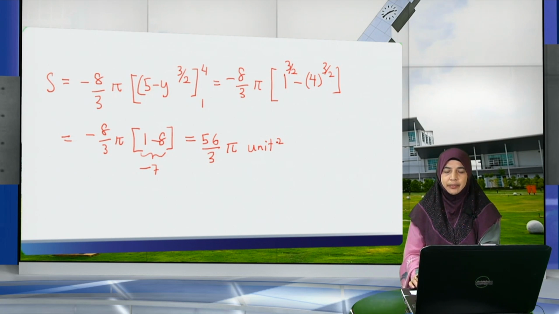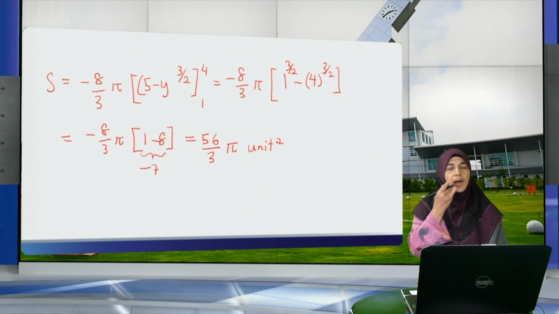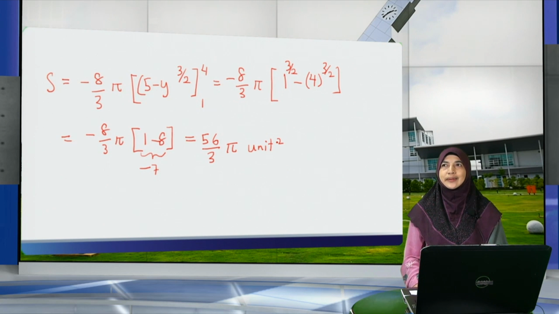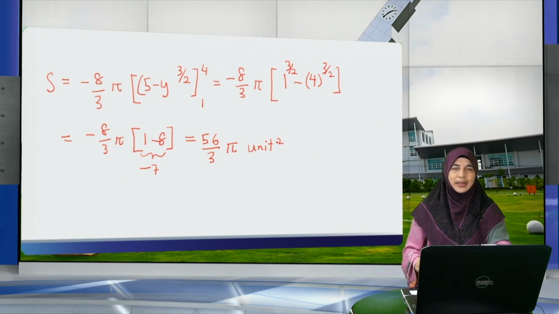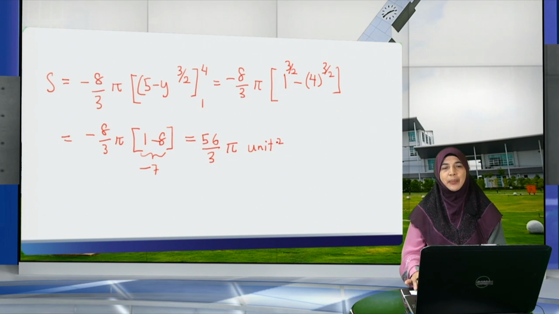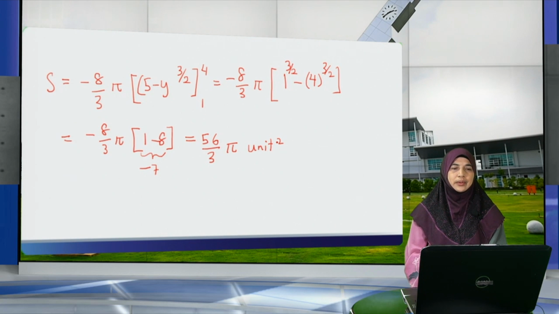So that's how we find the surface area of revolution about the y-axis. I think that's about all for today. We can continue next time finding another application. We will find some interesting application also to find volume of revolution.